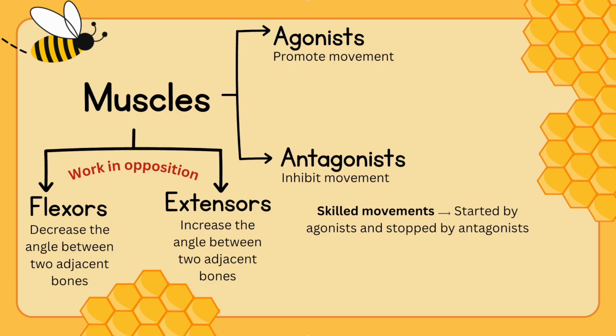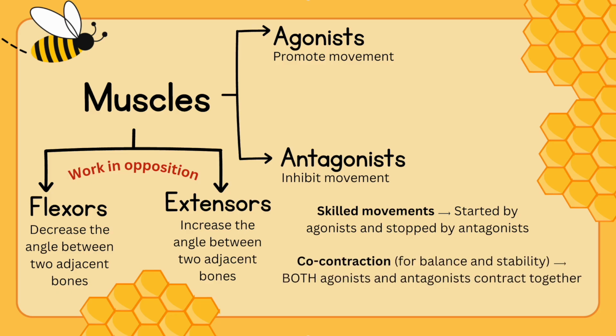So an example of a skilled movement would be throwing a dart, right? You need to start moving for that to happen, which is done by the agonists, but you need to be able to stop it at the right time for your aim not to be off. So that's why antagonists are important. They're also important for co-contraction, which happens for balance and stability.